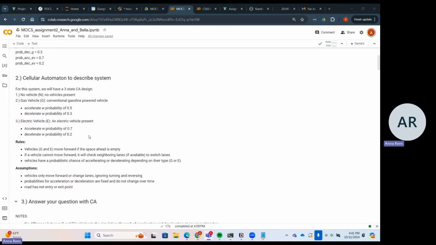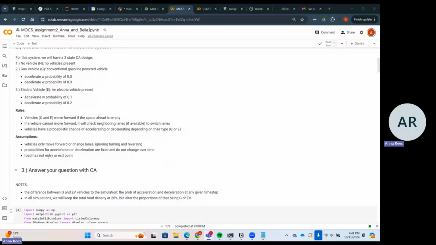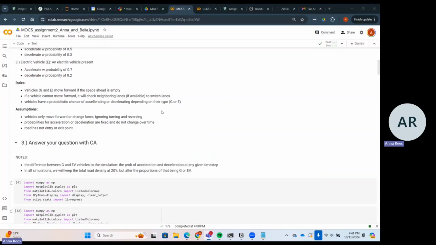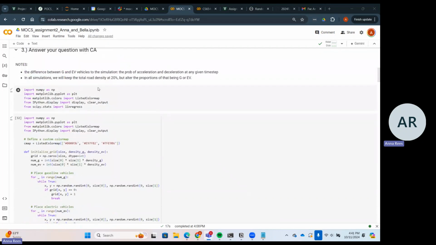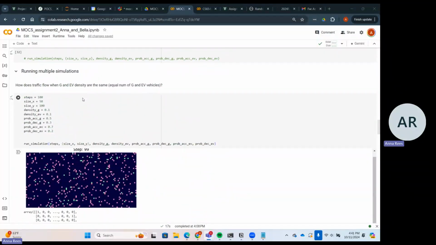The rules of this: the vehicles G and E move forward if the space ahead is empty. If a vehicle cannot move forward, it will check neighboring lanes, and if available, it'll switch lanes. And the vehicles have a probabilistic chance of accelerating or decelerating depending on their type. We're assuming that vehicles can only move forward or change lanes, so we're ignoring turning and reversing, and the probabilities for accelerating or decelerating are fixed. So as time goes on, you're not going to see the odds of accelerating or decelerating change. The road also has no entry or exit point, so as cells move towards the right, they just wrap right back around.